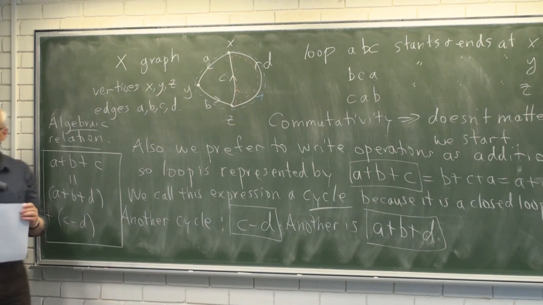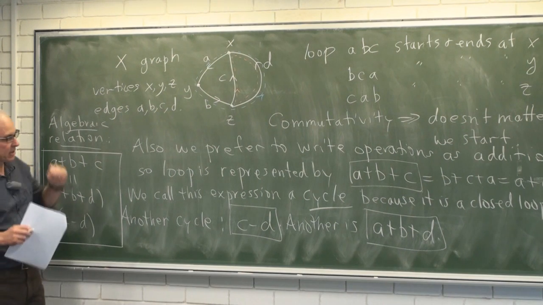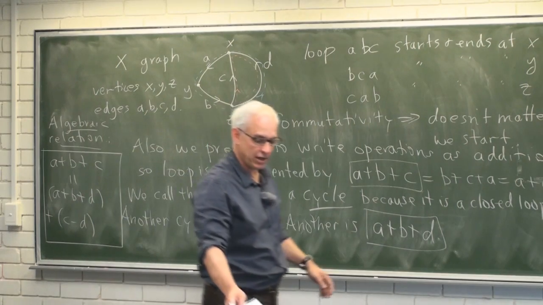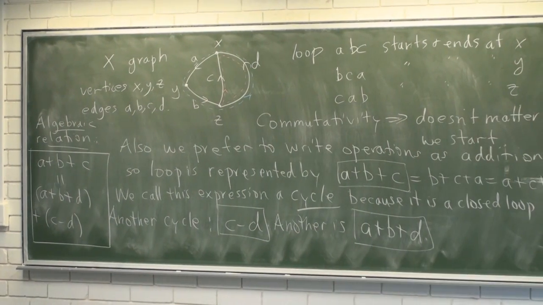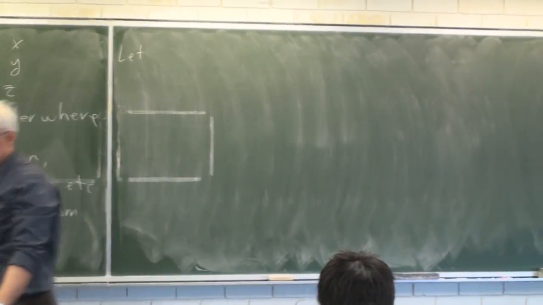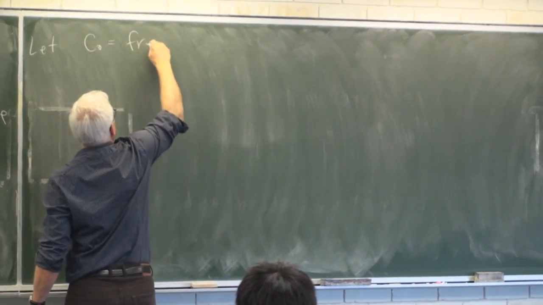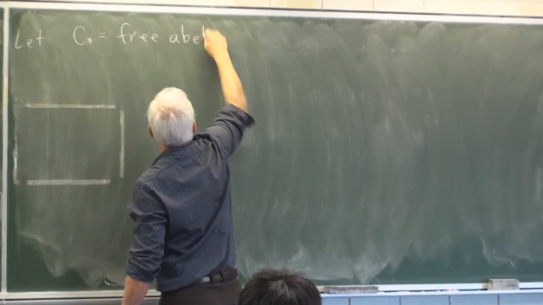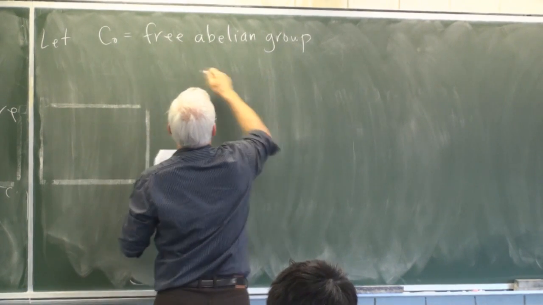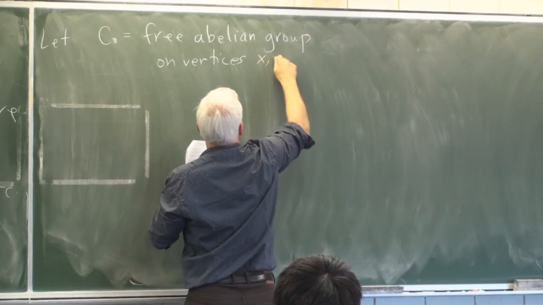All right, so what kind of arithmetic are we really doing here? Well, we're working in a group theoretical context. And let's be a little bit more specific about what actually the objects are that we're dealing with here. So let's let C0 be the free abelian, or free commutative, group on the vertices, or generated by the vertices x, y, and z.